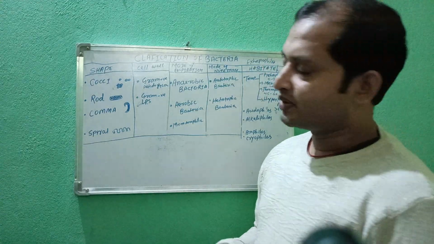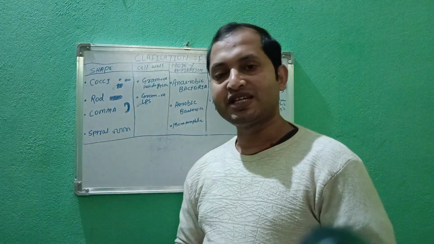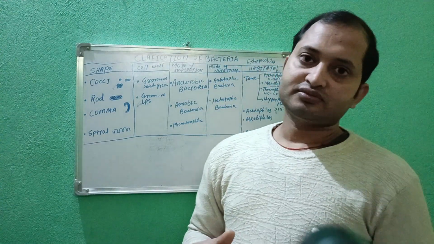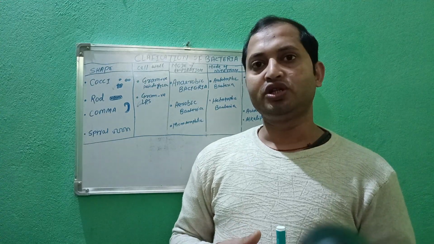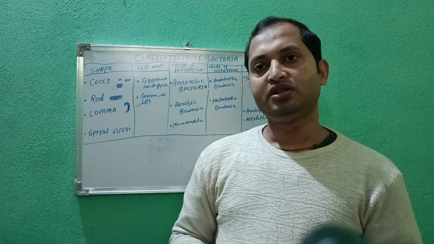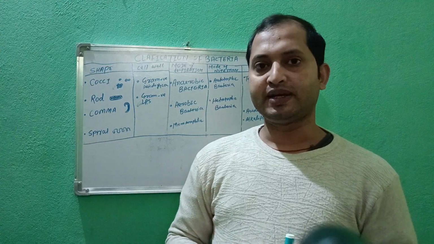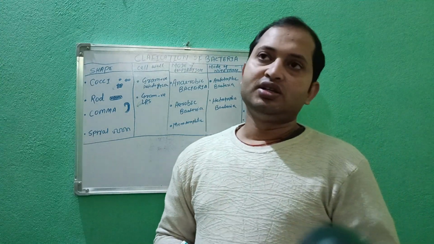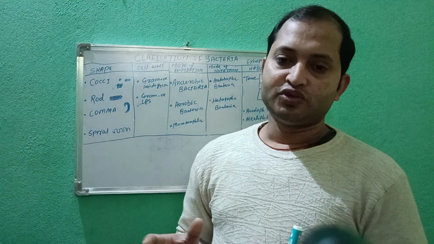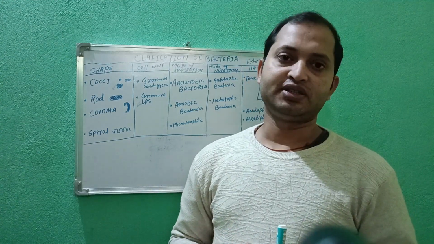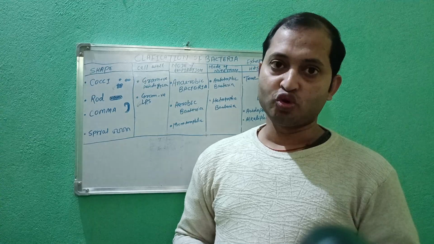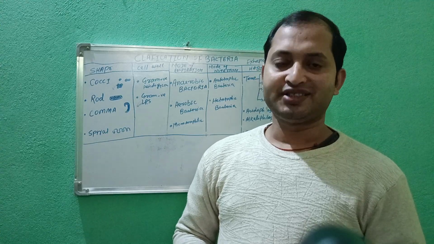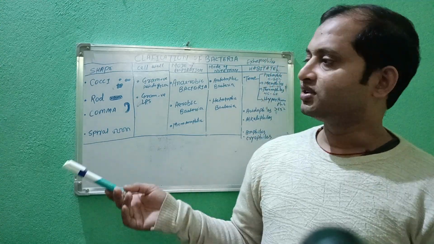Best examples of cocci-shaped bacteria are Staphylococcus aureus and Streptococcus pneumoniae. For rod-shaped bacteria, the best example is Escherichia coli, a common bacterium that looks like a rod. The next one is coma-shaped bacteria, which look like a comma. The best example is Vibrio cholerae, a disease-causing bacterium in the intestine that generally causes dysentery in humans.